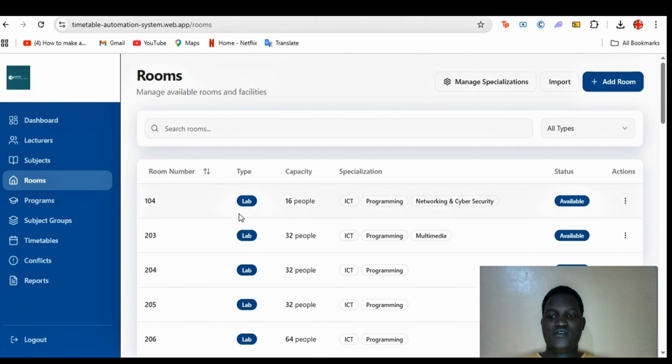Or the room can't be assigned a capacity that it cannot sit. So, for example, if the group that studies or is to use this room is above 16 people, then it can't assign it to that room because it's above its seating capacity.